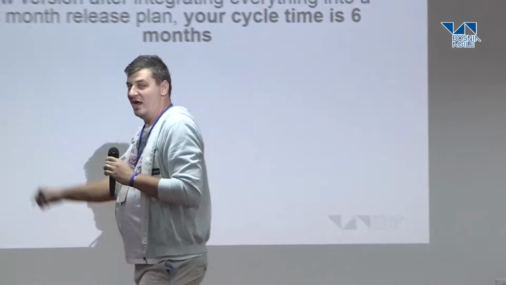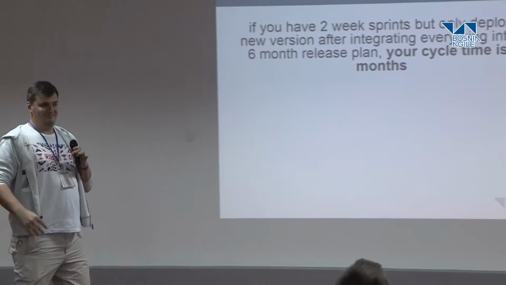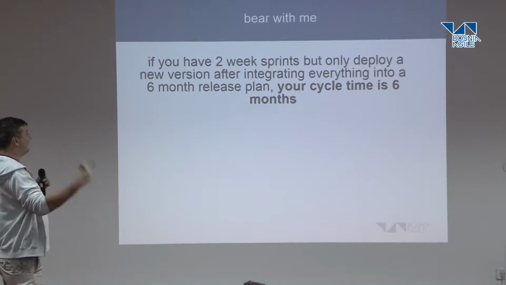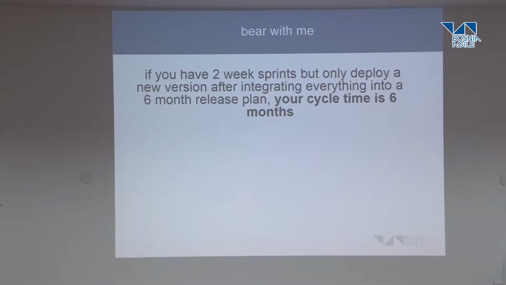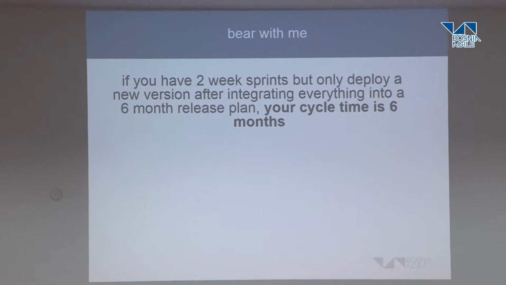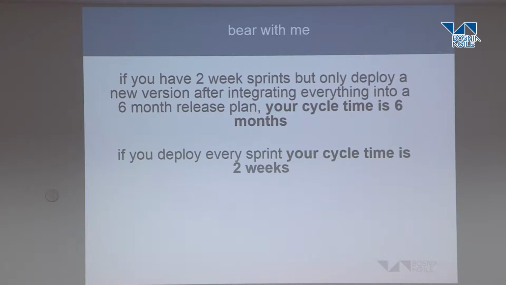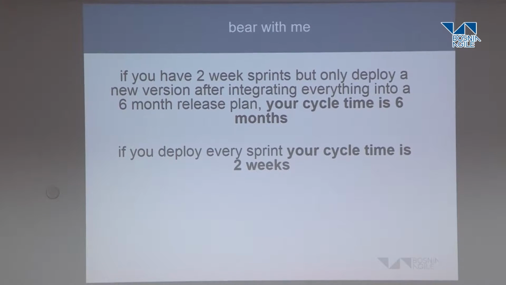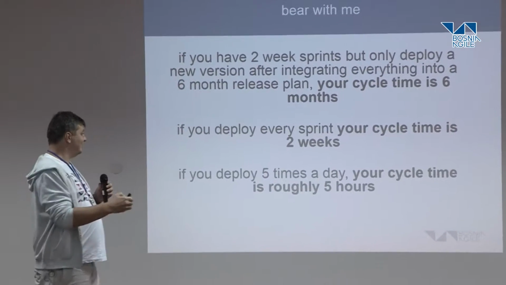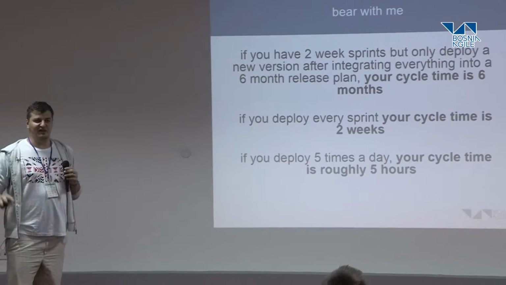Okay, so if you have a 2-week sprint, this is like arithmetic, and you deploy and deliver after a 6-month release, your cycle time is 6 months. It's not 2 weeks. You're lying to yourself. If you have a deployment every sprint, it's still 2 weeks. If you have a deployment 5 times a day, it's roughly 5 hours.